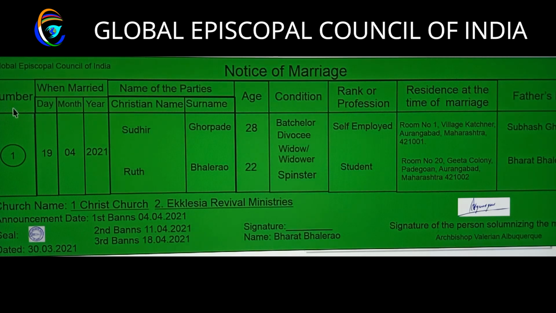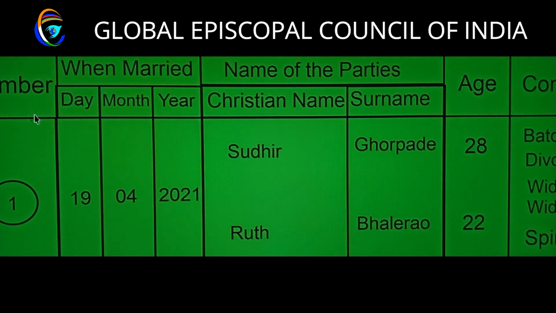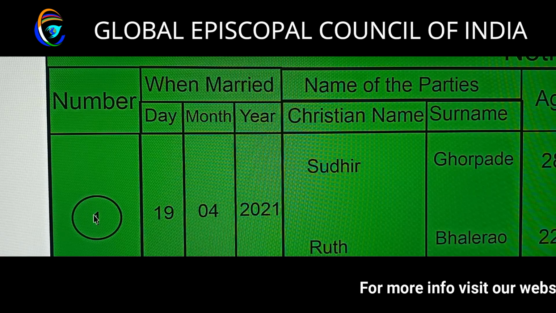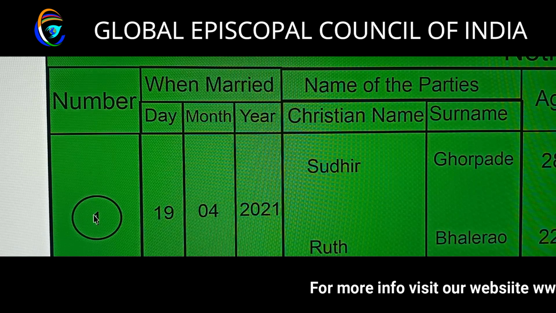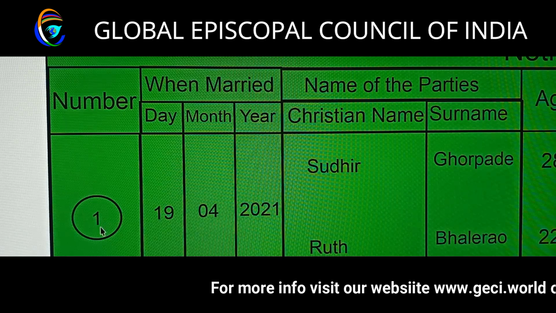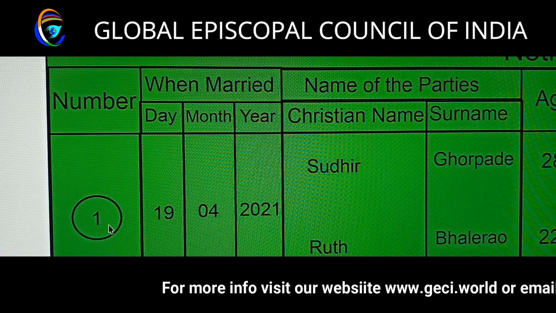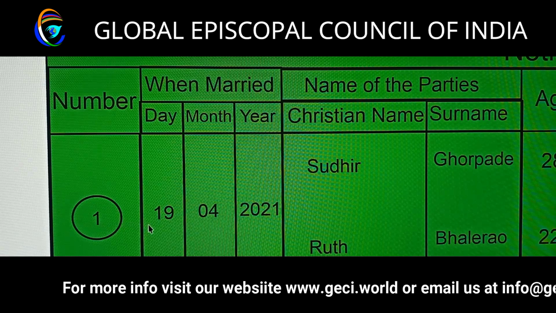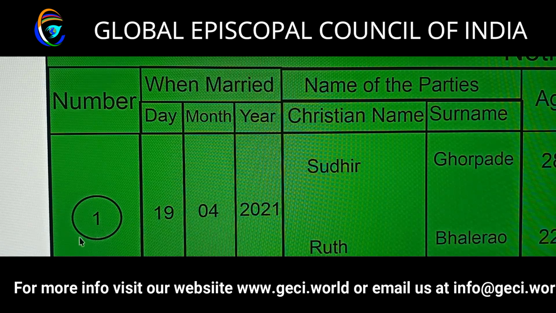Let's begin. The first column is called the number column, and you have a circle, and I put number 1. Since this is your first marriage, you would always put number 1 here, and whatever you put here will also be reflected in the certificate of marriage. Both the copies will have number 1 here, and also the register copy, the fourth one in the register, will also have number 1 here. So please keep in mind that you don't change this number.